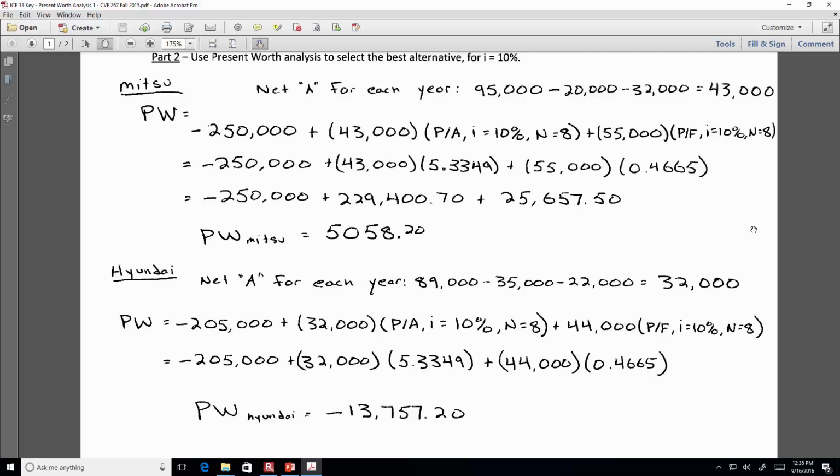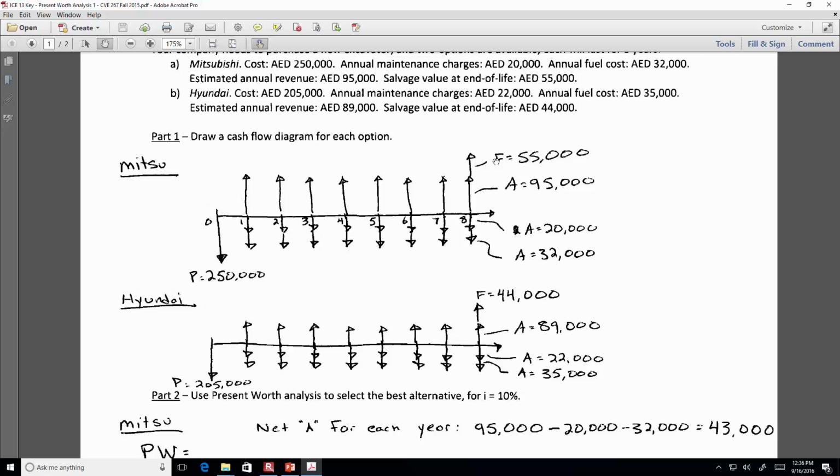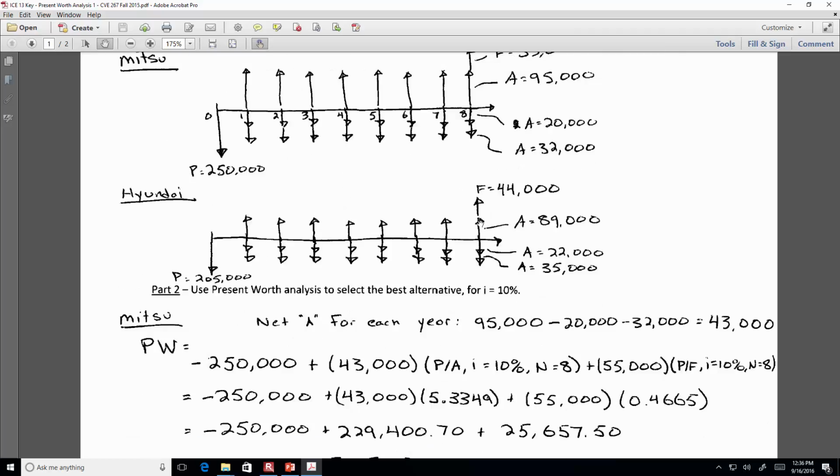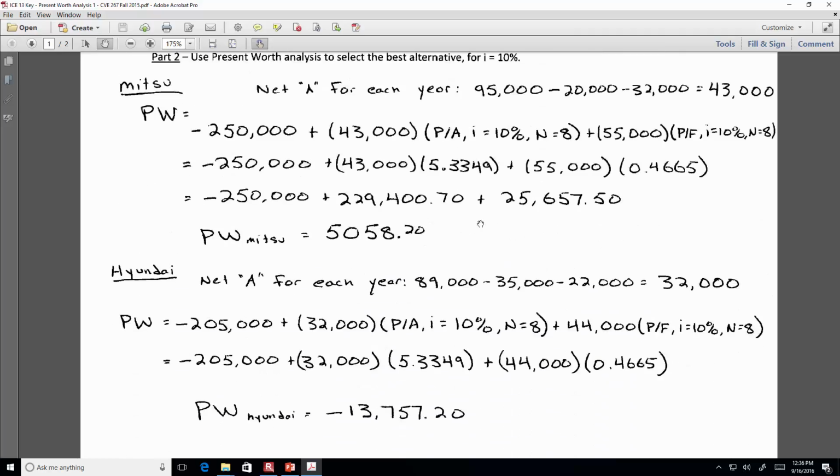Now, there's usually more than one way to solve a problem. And here, I did an annual series with n equals 8. But I could have also done an annual series with n equals 7 and then combined that last amount that's in year 8 with the single F that's there. So you see this, for example, the 55,000. I could have combined that with the net revenue for that year of 43,000 and just had a larger F value, but that's not the approach I took in this solution. But that's not to say that it's wrong if you do it a different way.